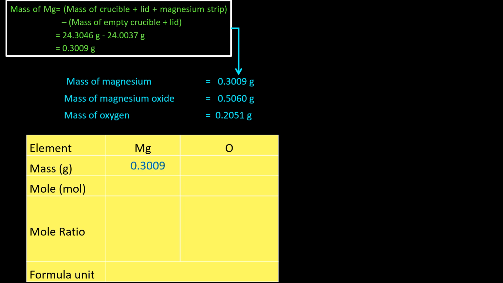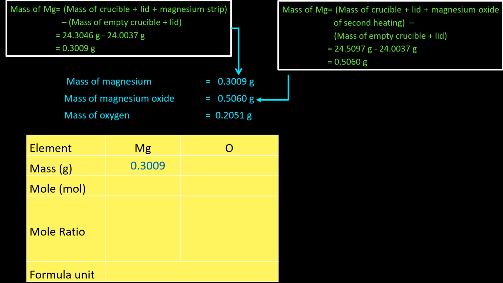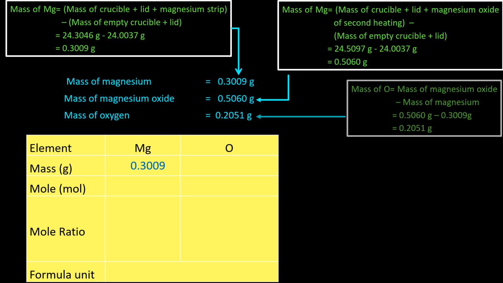To determine the mass of oxygen, we need to know the mass of magnesium oxide first. The mass of magnesium oxide is obtained by deducting the mass of the empty crucible and lid from the mass of the crucible, lid and magnesium oxide from the second heating. After we get the mass of magnesium oxide, deduct the mass of magnesium, then the mass of oxygen is obtained.